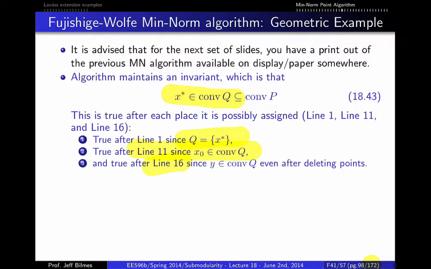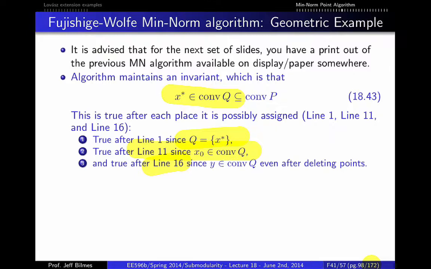And then lastly, it's also true in line 16, since when we do this minimization in line 14, we get y, and then we delete from Q the points not on the face of conv Q where y lies. If y is lying on a face, we're not going to delete the points which define that face, so x star is still in the convex hull of Q after line 16 is done.